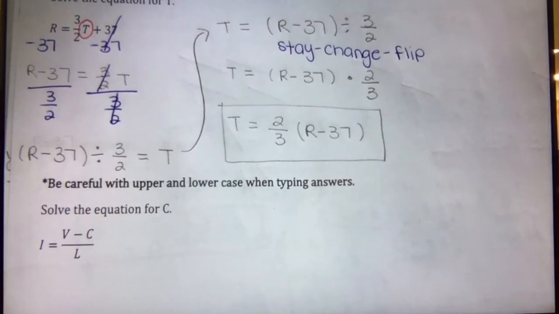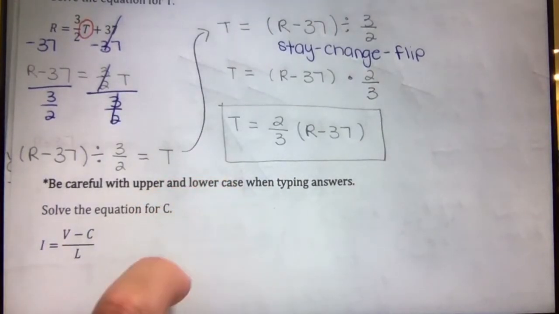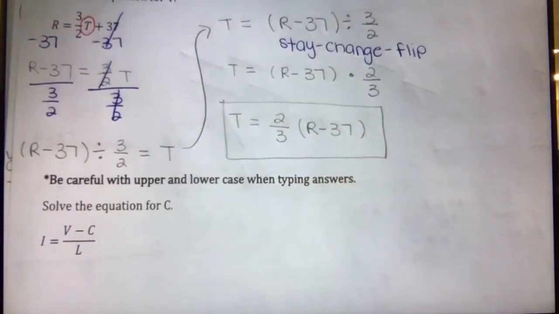Be careful, because in MyMathLab, this is super important, everyone does this: I got the right answer, but it marked it wrong. If it's uppercase, you have to leave it uppercase. If it's lowercase, leave it lowercase. So on here, when we plug this into MyMathLab, you have to use uppercase R, because the problem has uppercase R.